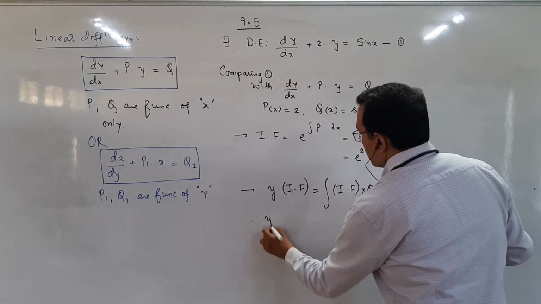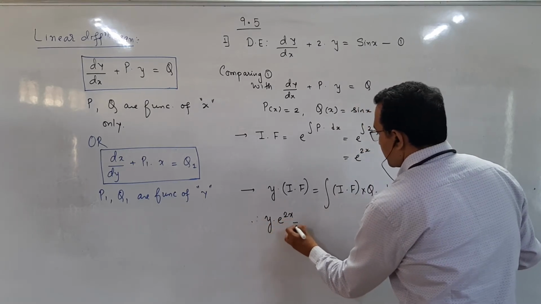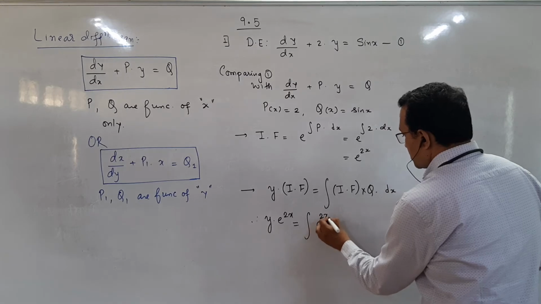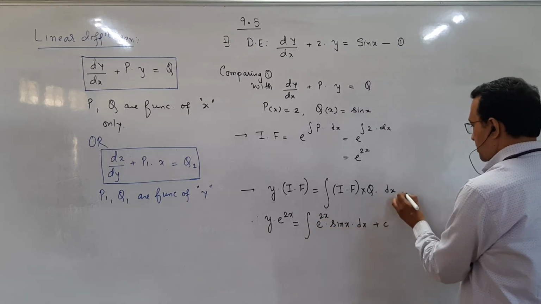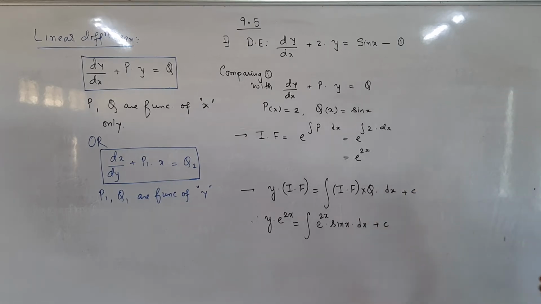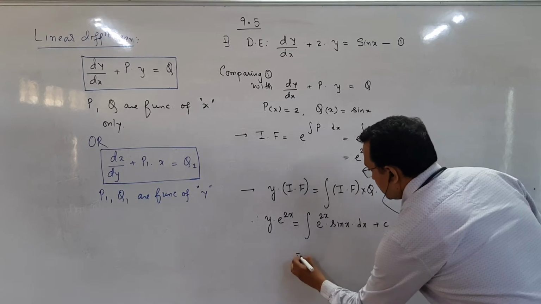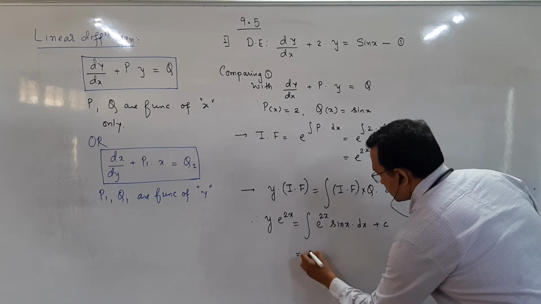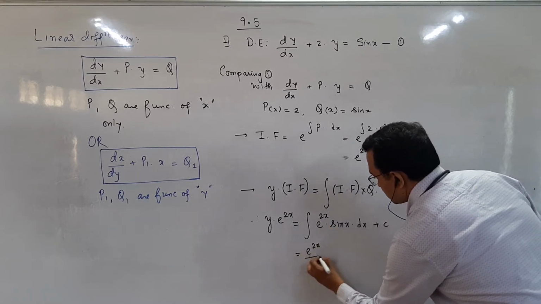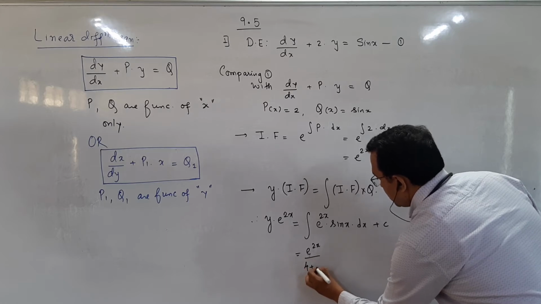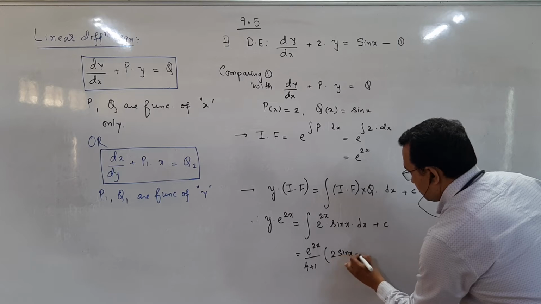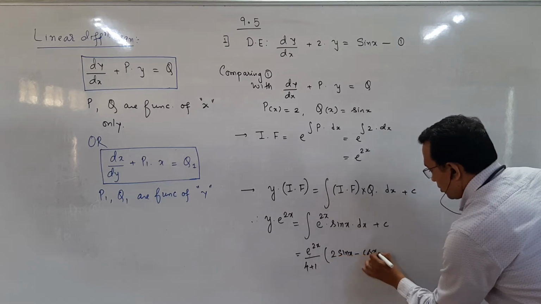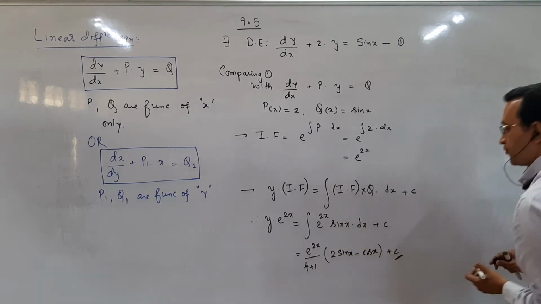So y into e raised to 2x will be integration of e raised to 2x into sin x dx plus c, where c is the final constant. All of you know integration of e raised to ax sin bx is e raised to ax upon a square plus b square into a sin bx minus b cos bx plus c.